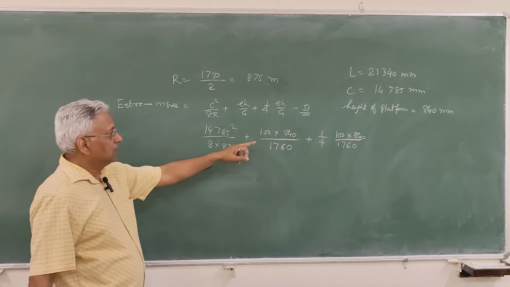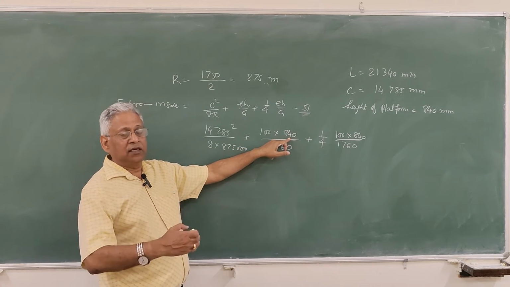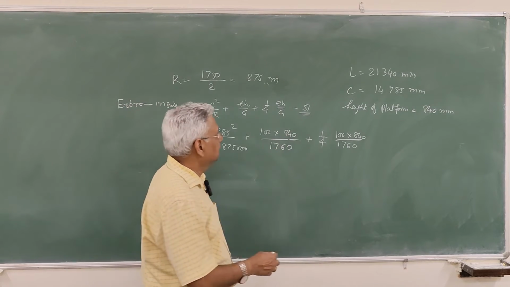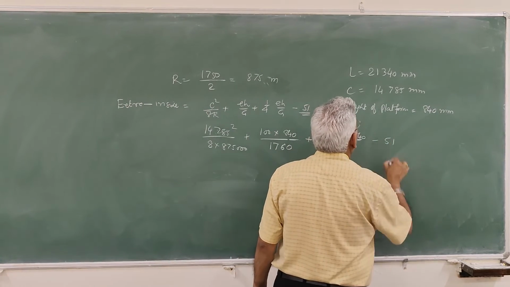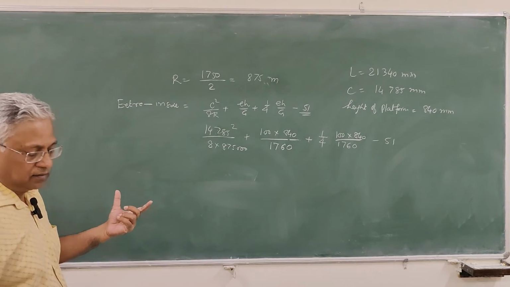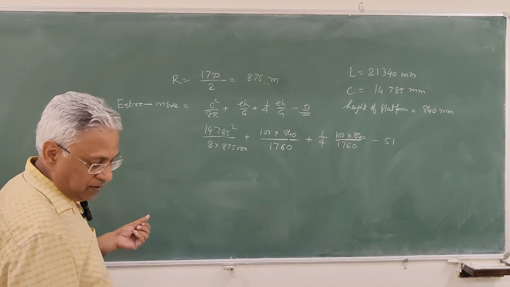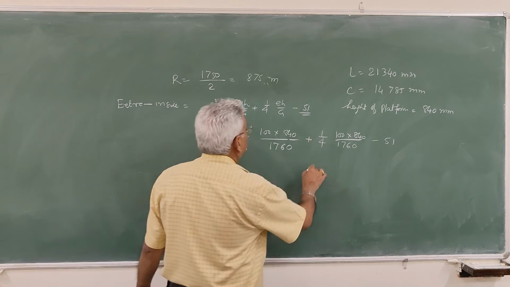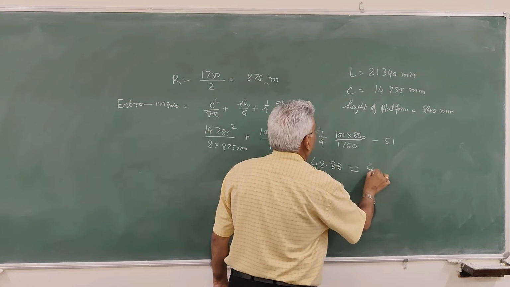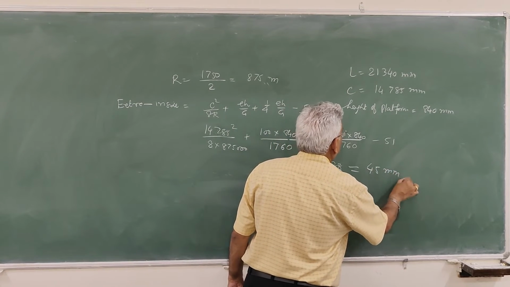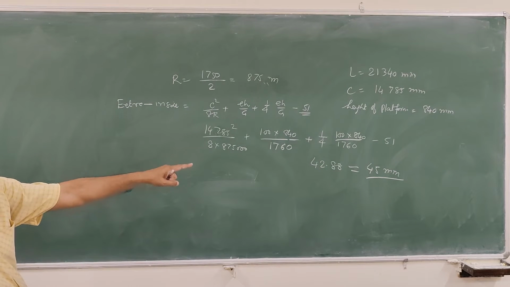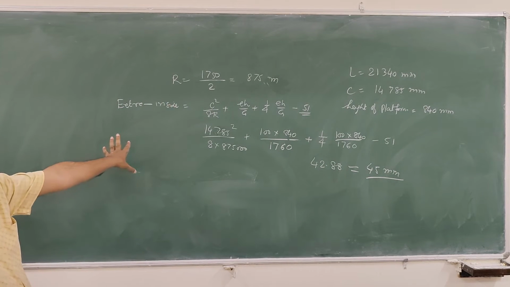Now here we are not considering height of the bogie because we are concerned about the platform. So here height of the platform is considered. Minus 51. So this is the extra clearance required, and this is approximately 42.88 millimeter, or you can say 45 millimeter. Otherwise it is 96 millimeter in case of a normal track.